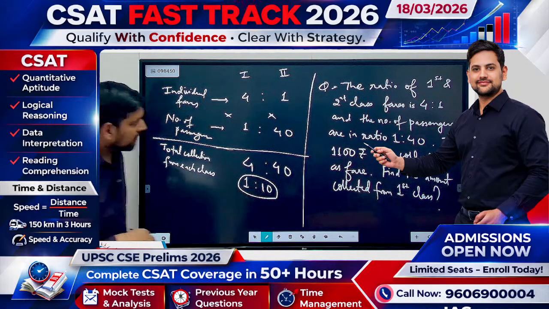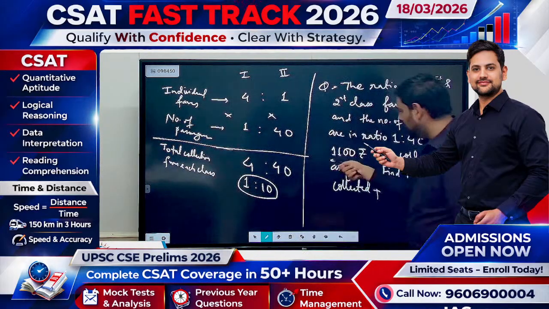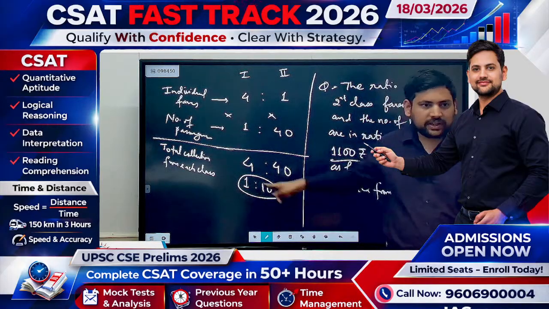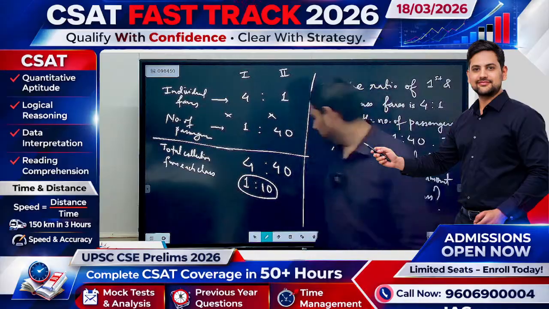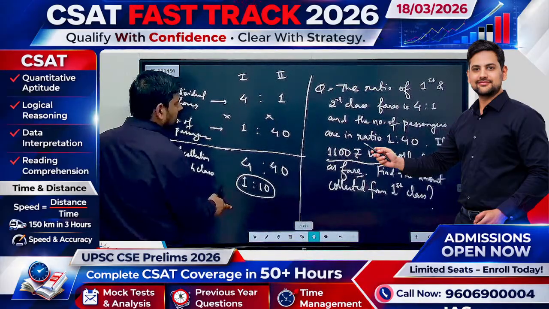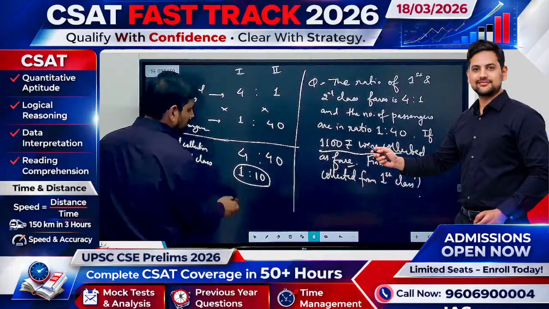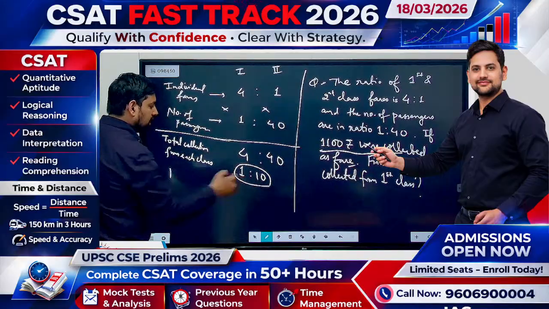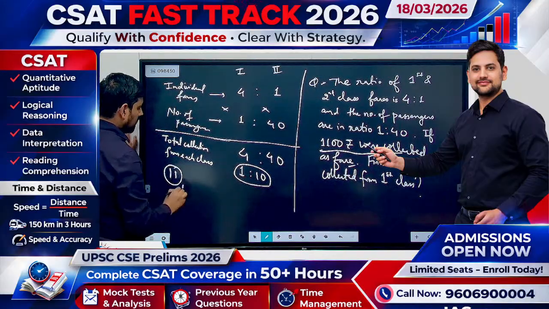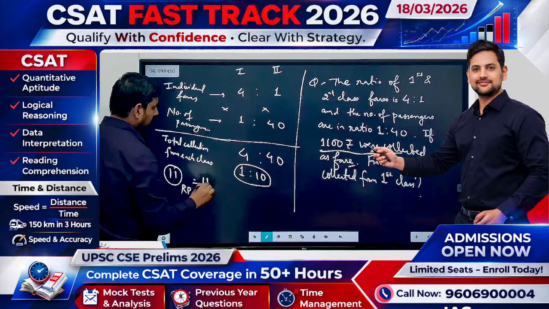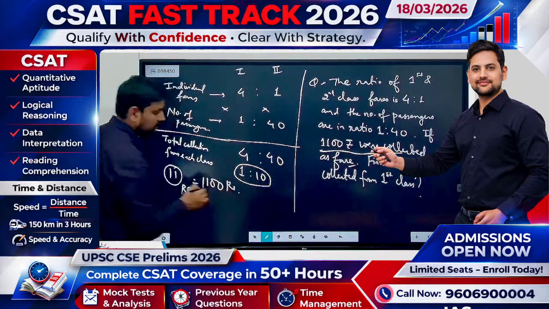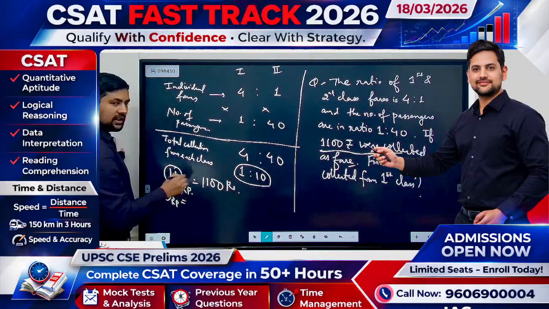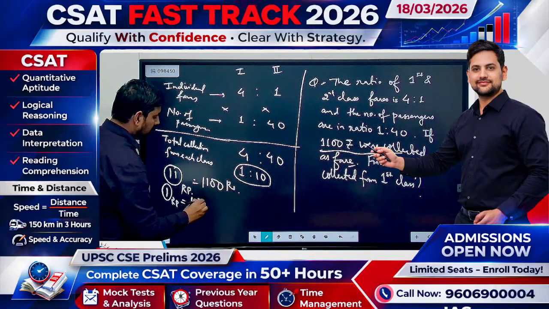Now, according to the question, it says if 1100 were collected as fare. So that means this is total fare that got collected. This is total. How many ratio points? 1 and 10. So 11 ratio points is equal to 1100 rupees. Correct. So that means 1 ratio point is equal to 1100 by 11, that is 100 rupees.